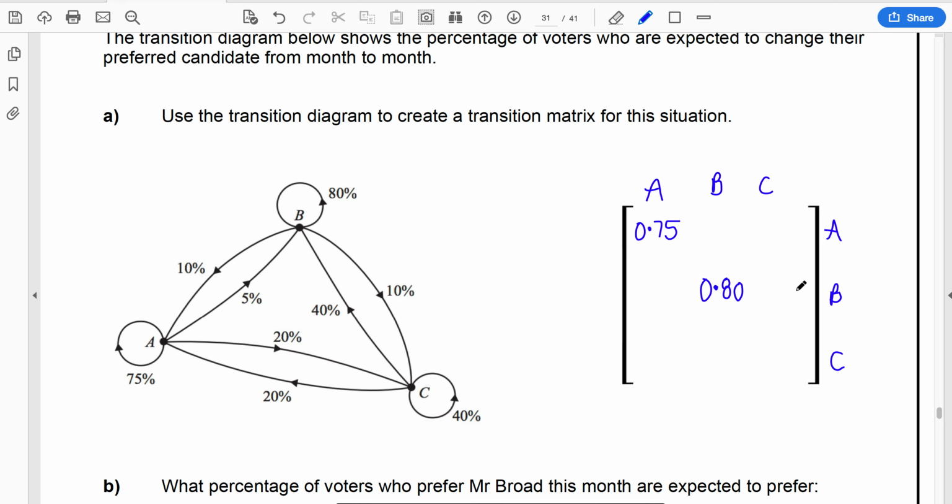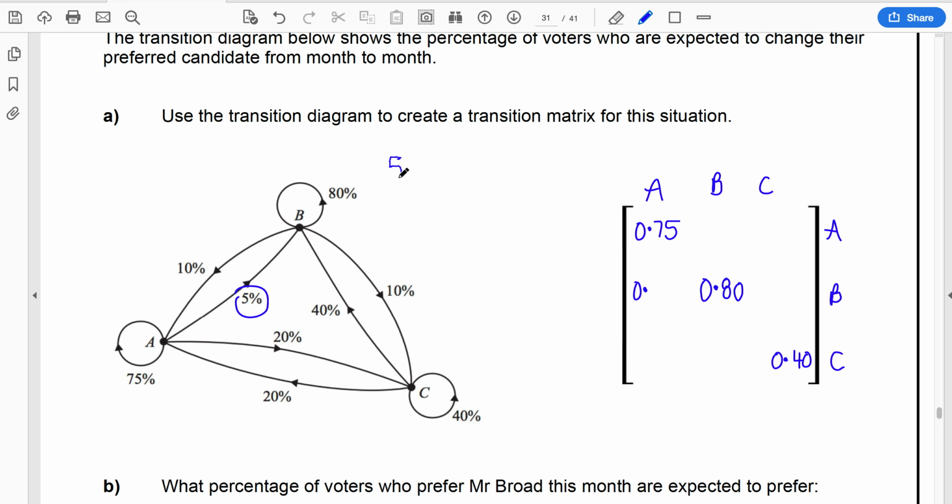And then we've got 40% for Mr. Choi who are going to stay voting for him. All right, I'll just continue filling this in. Just a note about this one, this is 5% that are changing their vote from A to B. So this one just here.